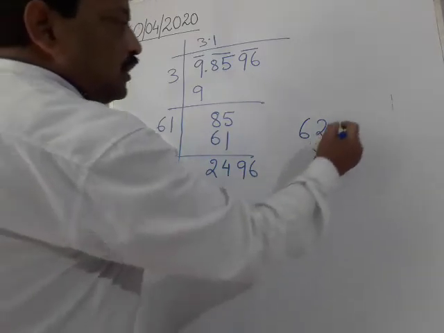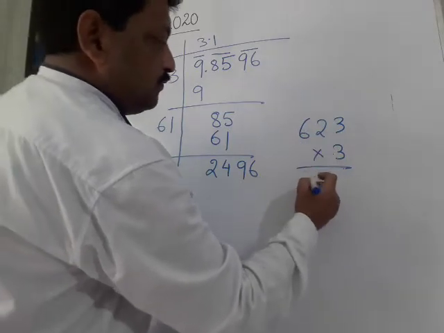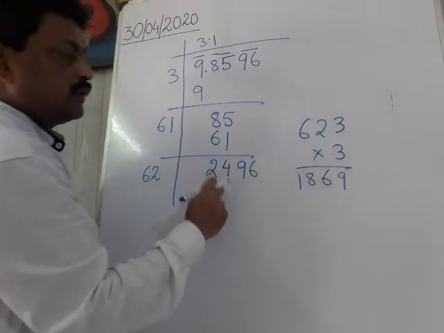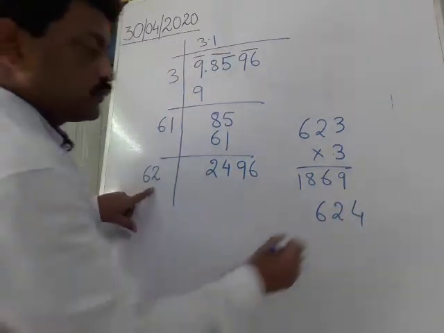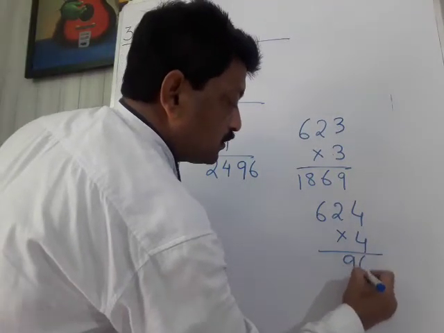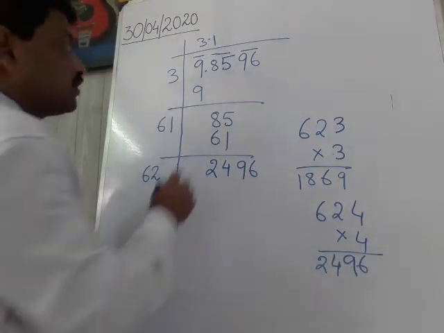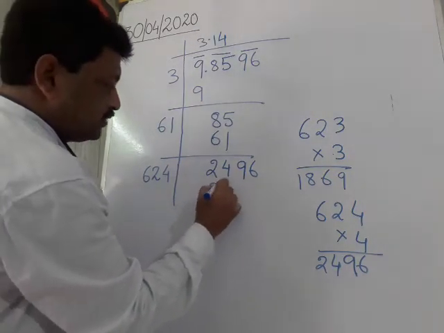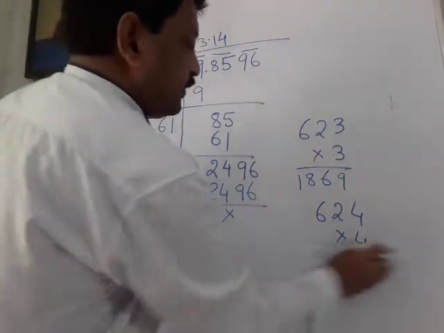So let me take 3. So it is 9, 6, 18. It is bigger. Let me try with 4. 6, 2, 4. Here it is 62. So I am taking 4. So it is 9, 6, and this side 2, 4. So it is matching. That means I have to write 4 here as well as here, and the product is 2496. Remainder is 0.